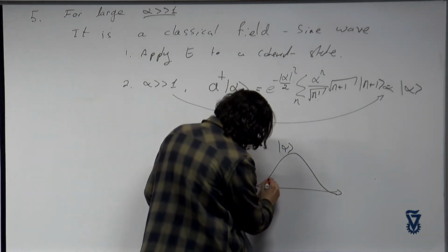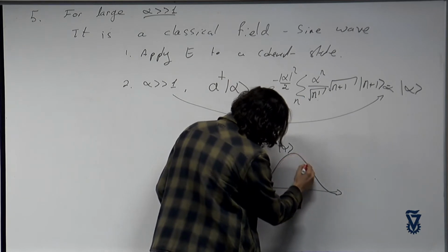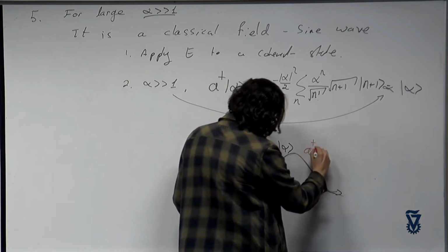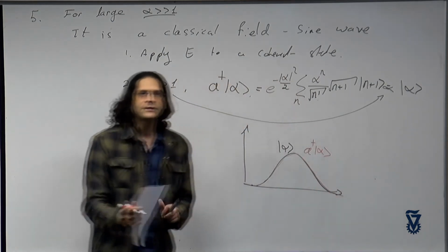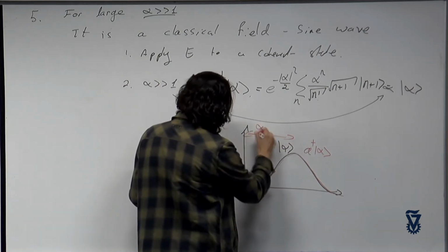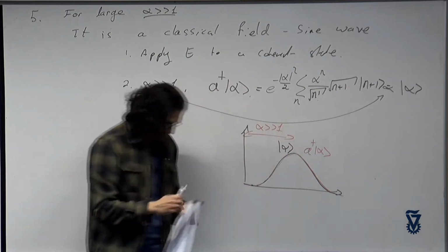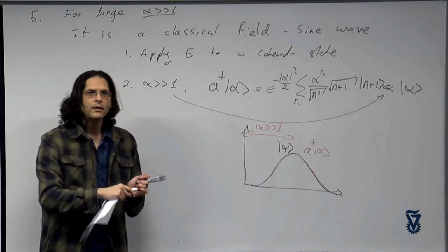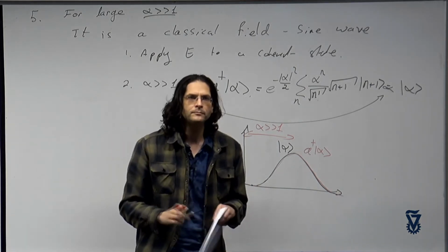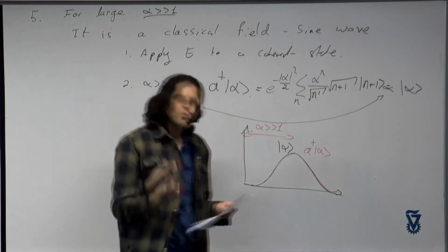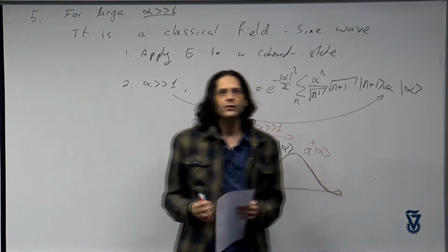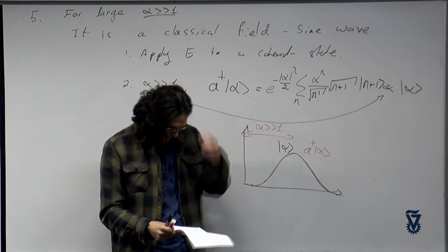And this would be the distribution for a dagger on alpha. They're practically the same. Again, this is for alpha much larger than 1. And this is important. It means that if you have this field, a coherent field, and you remove a photon or add a photon, you get the same field. The field is practically unchanged.